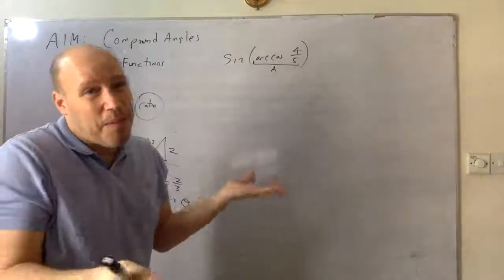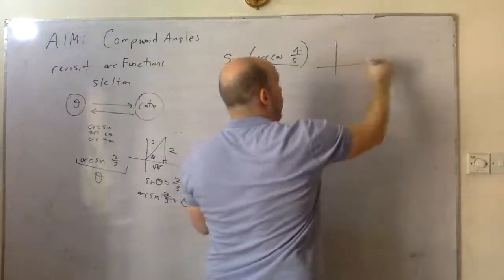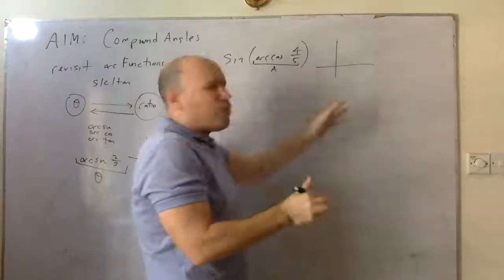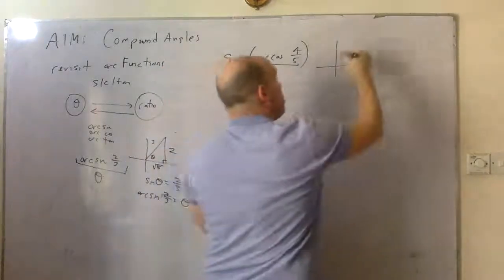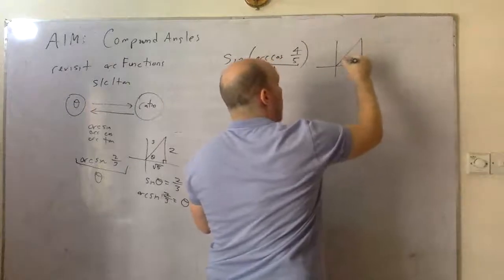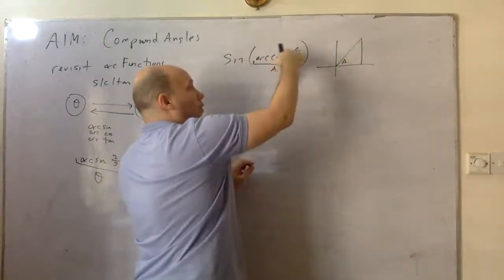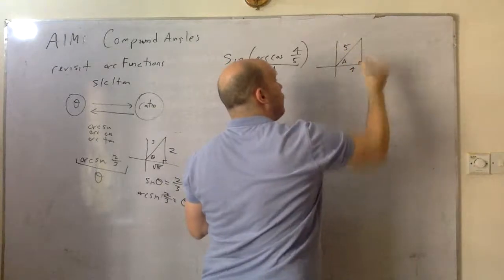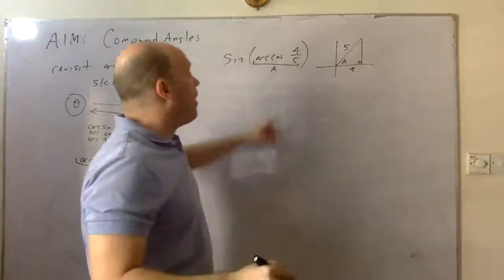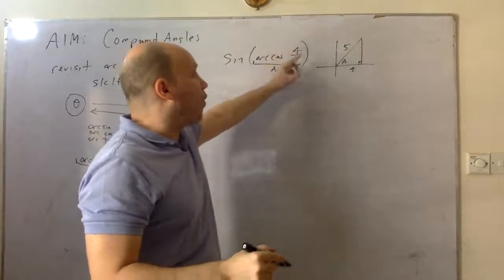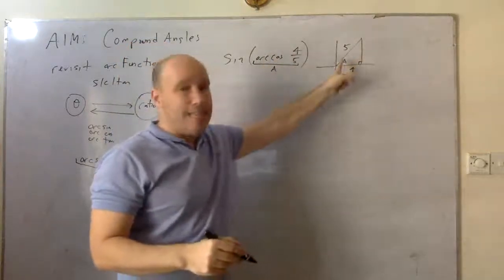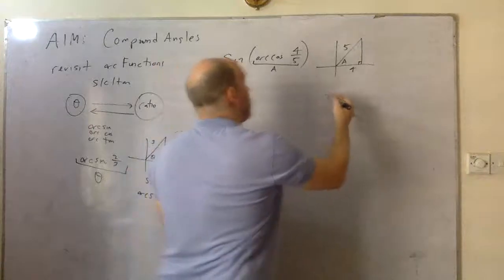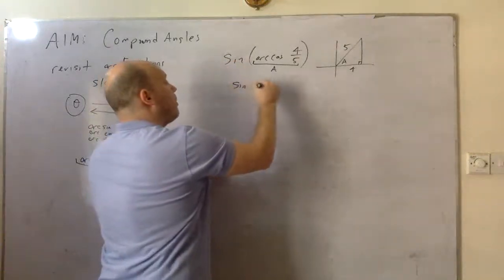Well, I'm going to draw a picture because I like my pictures. So I'm going to draw my picture. I always put it in the first quadrant. It could be in the others, but you know what? I like the first quadrant. So I'm like, okay, here's my A. 4 over 5. It came from this. Right? So I know that the arc cosine of 4 over 5 takes me back to this angle. It's A. Right? So it's the sine of A.